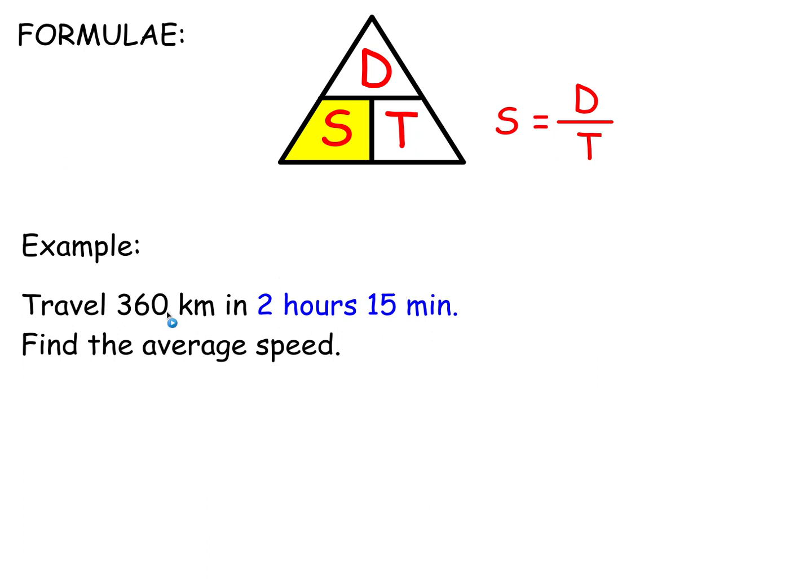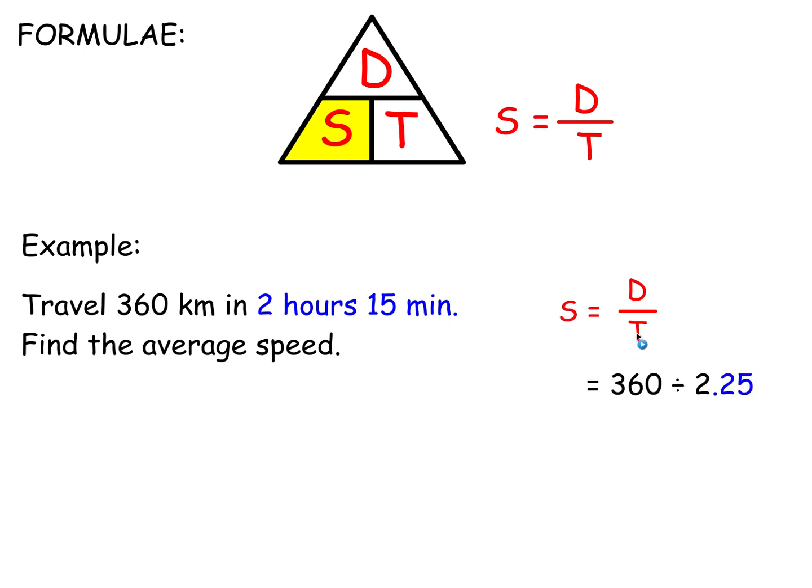From the first video, this example was used. If you travel 360 kilometers in 2 hours 15 minutes, find the average speed. So you want to write the formula S equals d over t. Speed is distance divided by time. You need to divide the 360 kilometers by the 2 hours 15 minutes. But we want the speed in kilometers per hour, so we need to turn this 15 minutes into hours. It's 15/60ths of an hour.